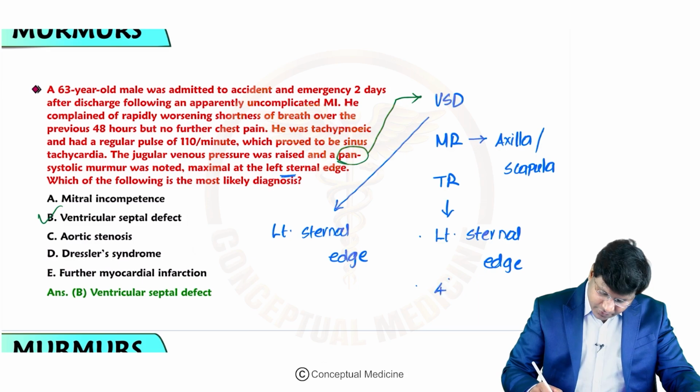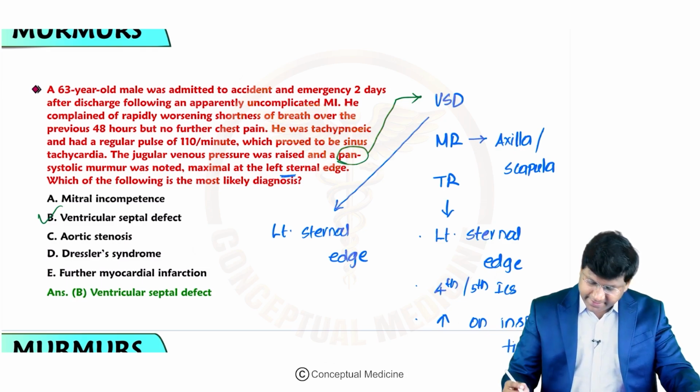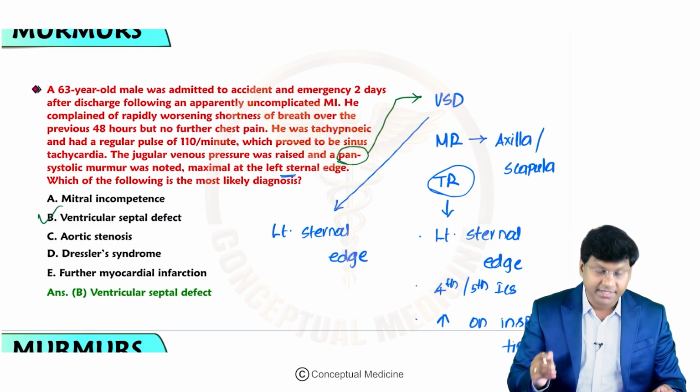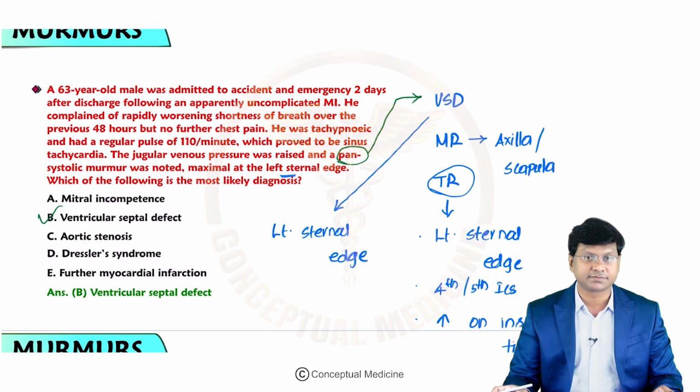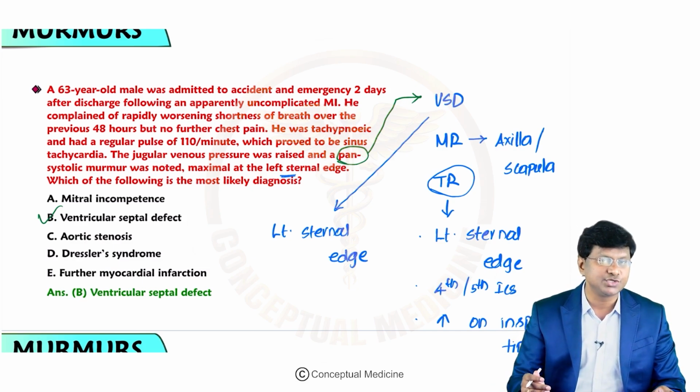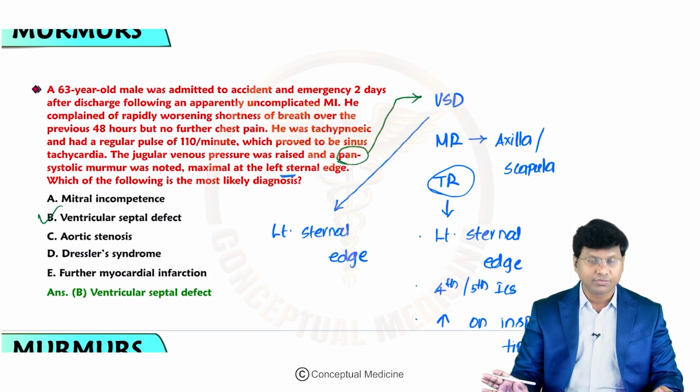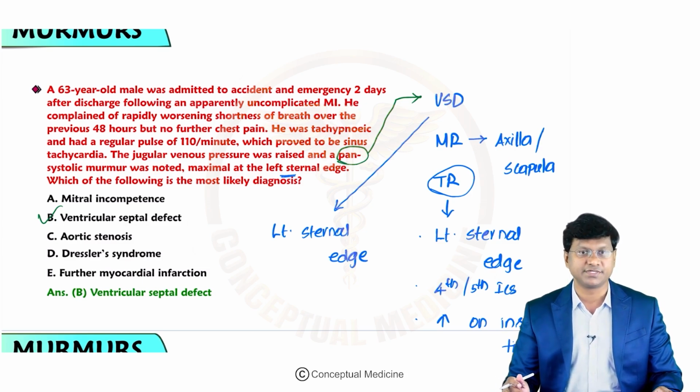across the 4th or 5th intercostal space, but this particular murmur will increase on inspiration, right? That will be your tricuspid regurgitant murmur, and that increase in intensity of your tricuspid regurgitant murmur, we call this as de Carvalho's sign. So that is about your pansystolic murmurs.